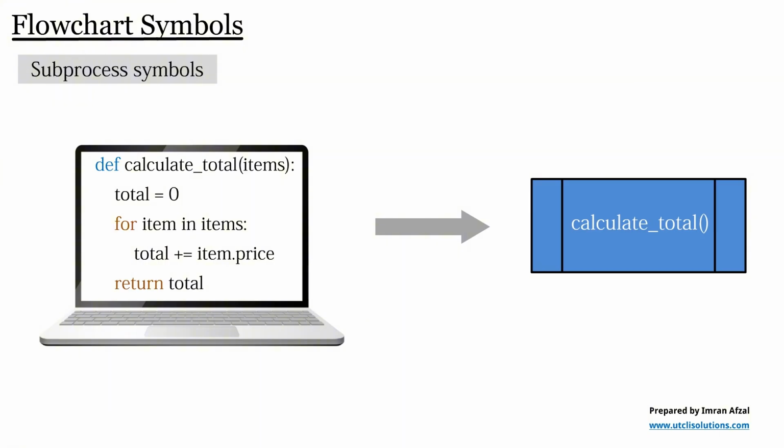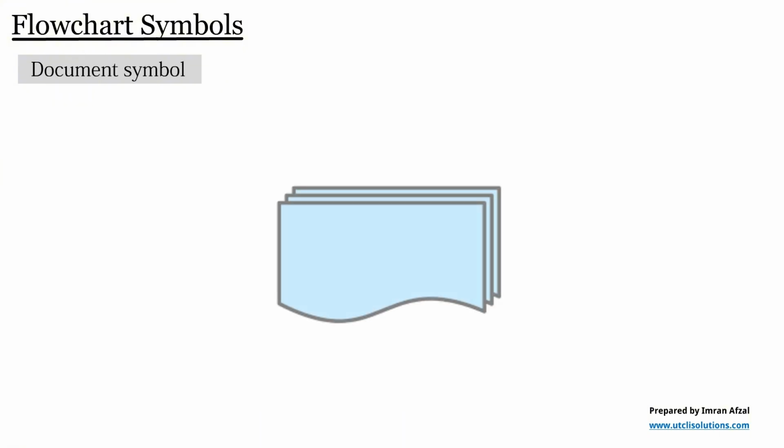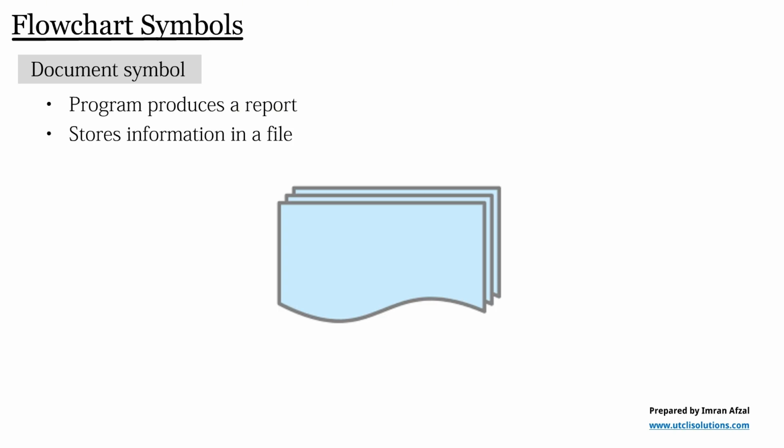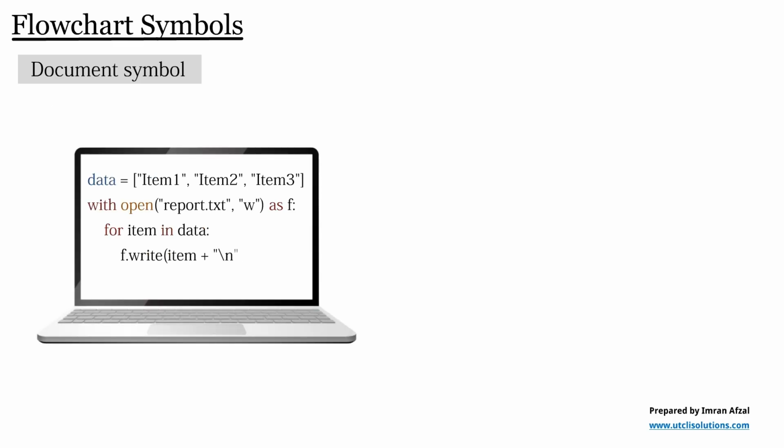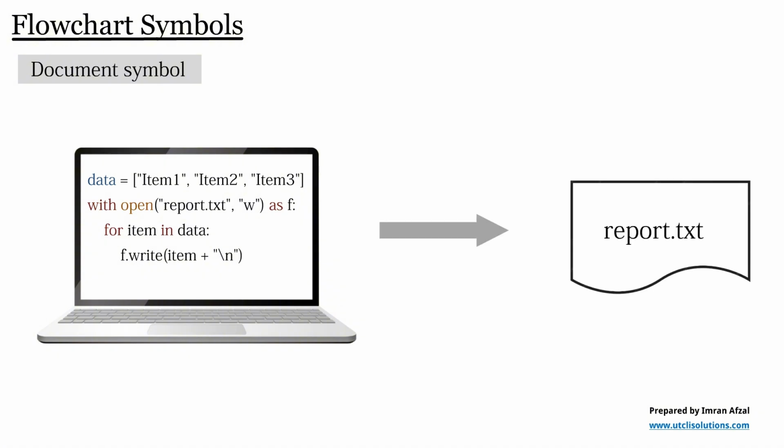Another symbol sometimes used is the document symbol, which looks like a rectangle with a wavy bottom. This symbol is used when the program produces a report or stores some information in a file. For example, if a Python program writes data into a text file, the flowchart uses the document symbol to show this. It tells the reader that something is being saved as a document outside the program.